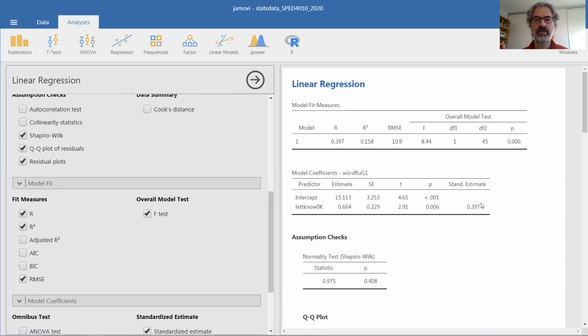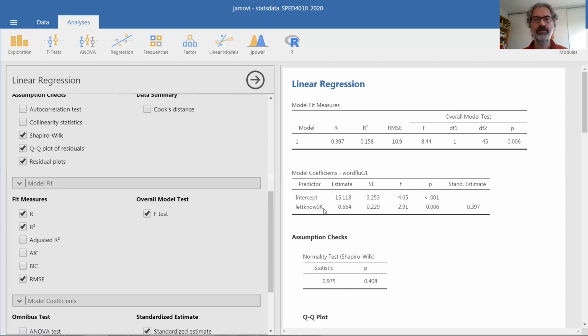What does this mean? It means the predicted difference in word fluency in grade 1 measured in standard deviations for a difference of one standard deviation in letter knowledge in kindergarten. In other words, the difference between two children in kindergarten, where one of the children is exactly at the mean, so a standard score of 0, and another child which is exactly one standard deviation above the mean, that's one standard deviation difference between these two children in letter knowledge in kindergarten.